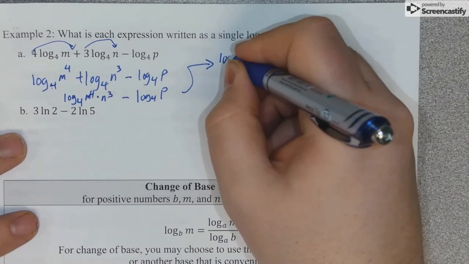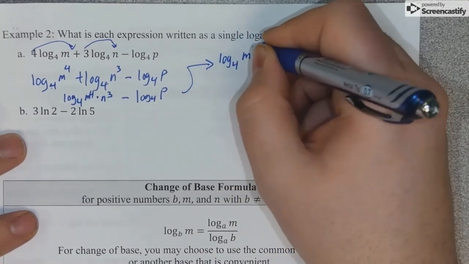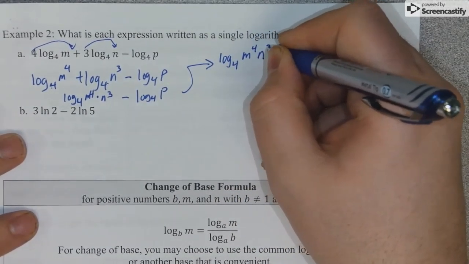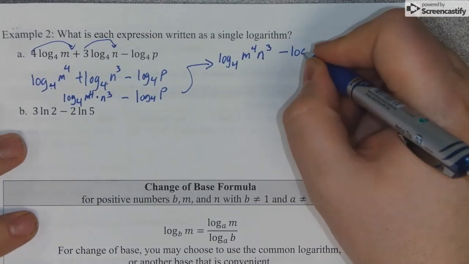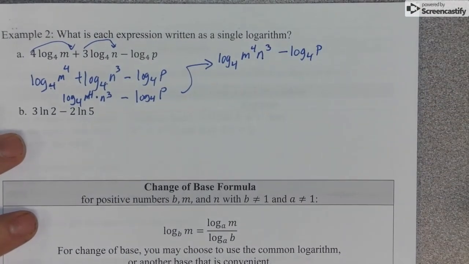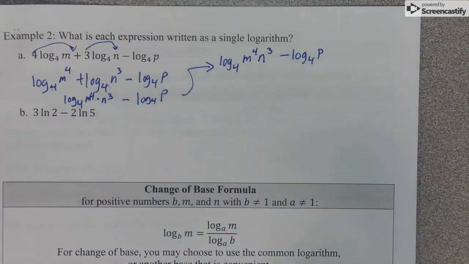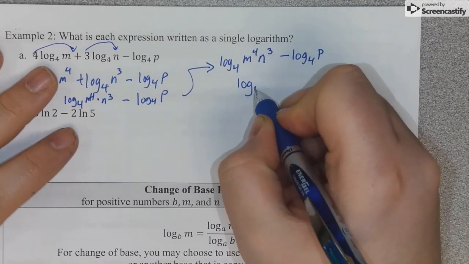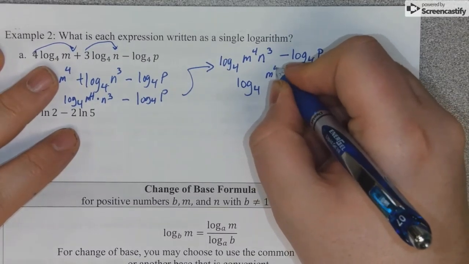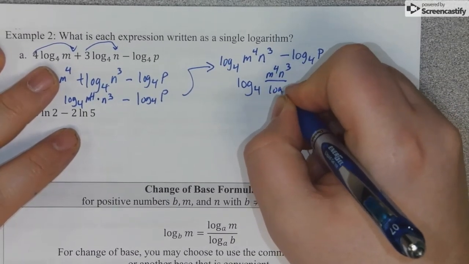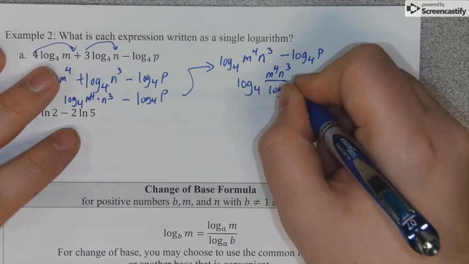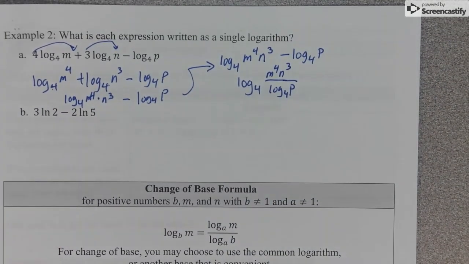So I'll rewrite it. So this is log base 4 of m to the 4th n cubed minus log base 4 of p. So I'm almost done, and now I see how I have the subtraction. To get rid of the subtraction, it's going to become division. That's a property of exponents. If I'm subtracting and I have the same base, then I can rewrite it using division. So this is log base 4 of m to the 4th n cubed over log base 4 of p. And this is by the quotient property.